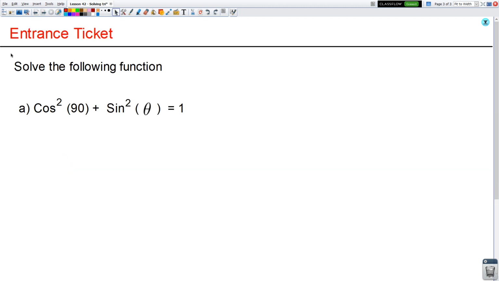So here is your entrance ticket. Solve the following function. And just to give you a hint, you can rewrite this function as the cosine of 90 degrees, all to the second exponent, plus the sine of theta to the second exponent equals 1. You can work the example either this way or this way.